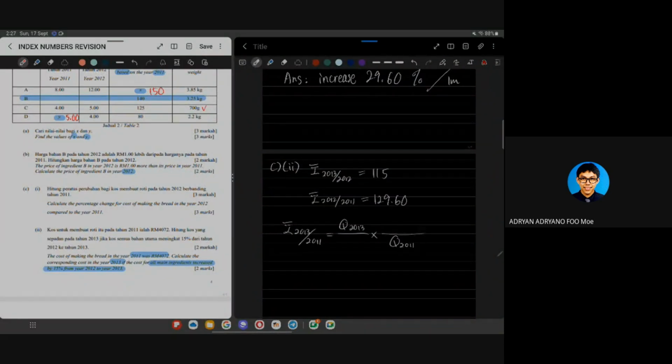Which year can I subtract? 2012, right? 2012. Then don't forget your times 100. Okay. Then what do I do next? 2013 per 2012. Oh, 115 over 100. 12 per 11, 129.60 over 100 times 100. Then I will get my answer.